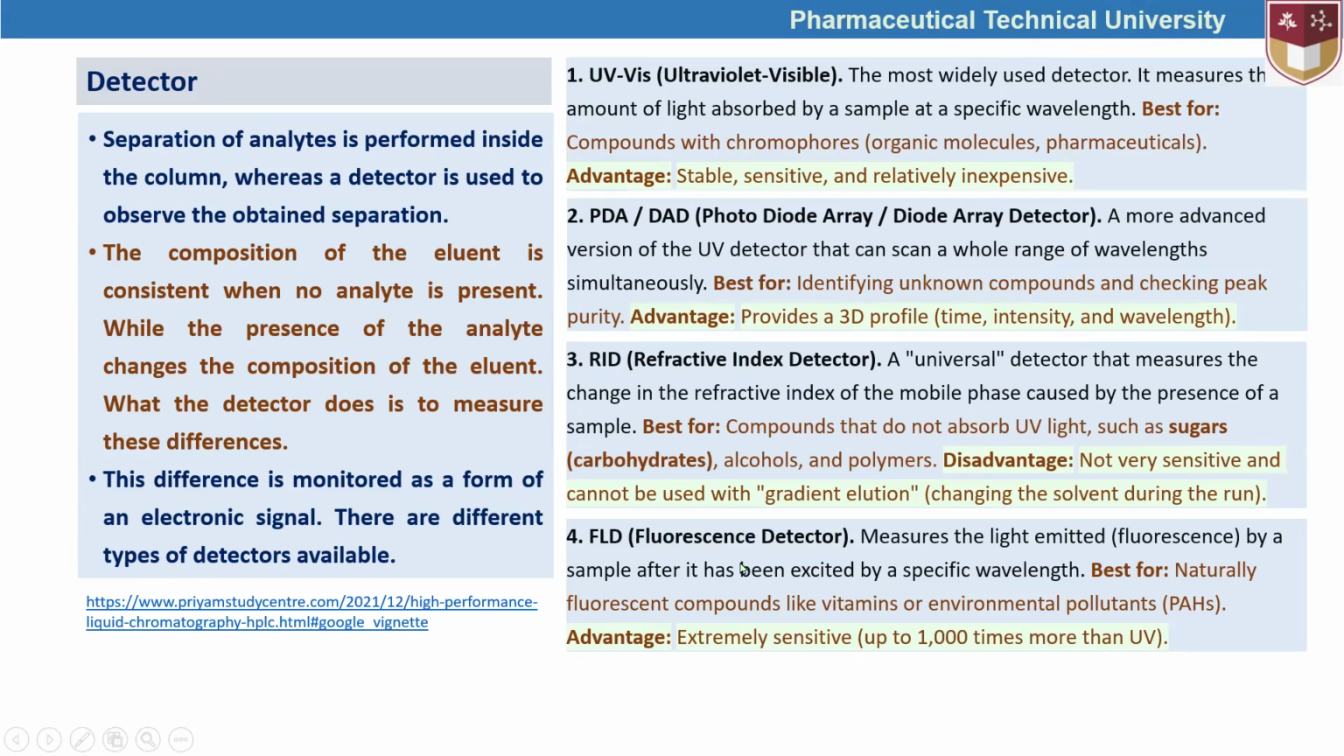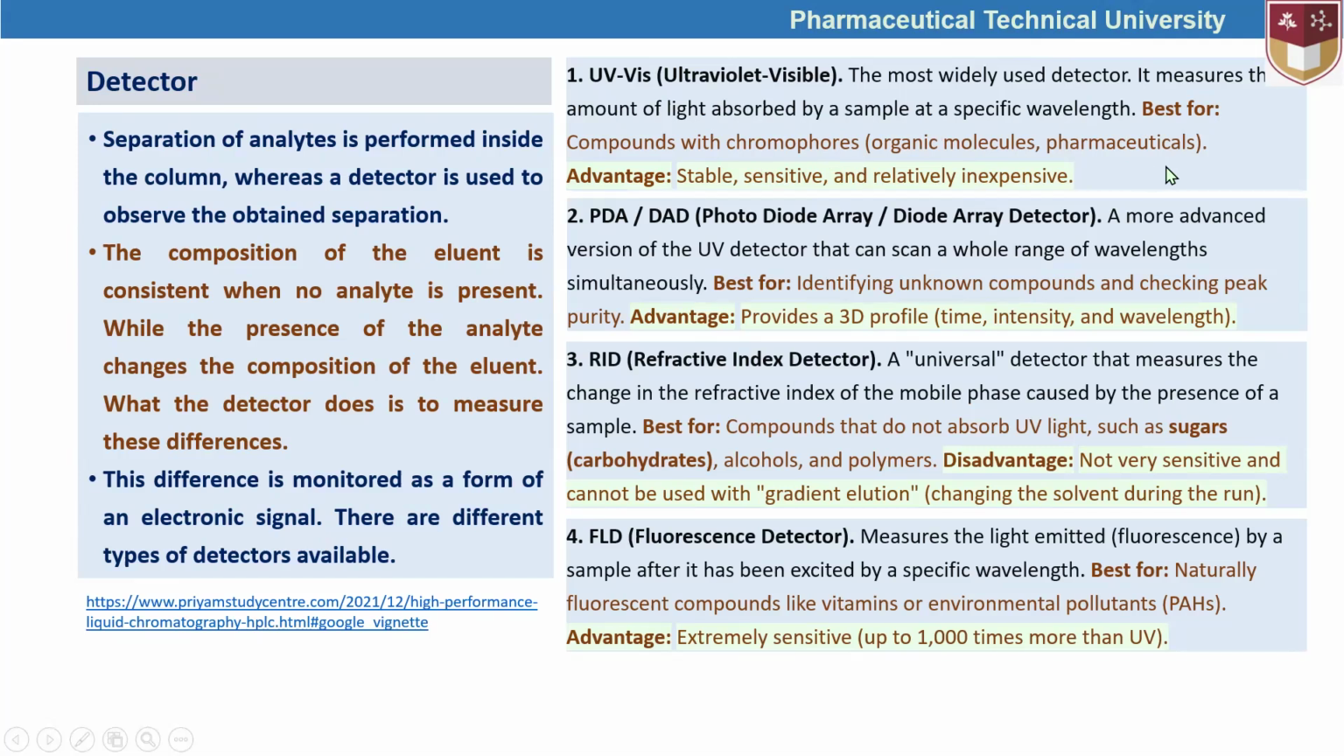There are different types of detectors, as indicated here. The simplest and most widely used one is the UV-vis, ultraviolet visible detector. It measures the amount of light absorbed by the sample at a specific wavelength. We have a separate video lesson about UV-vis spectroscopy. UV-vis detectors are best for compounds with chromophore groups. If the compounds have their own chromophore groups, they can be identified and quantified by using UV-vis.